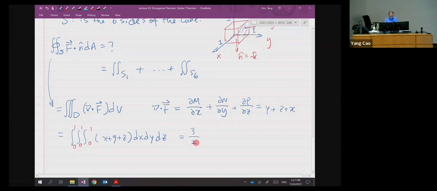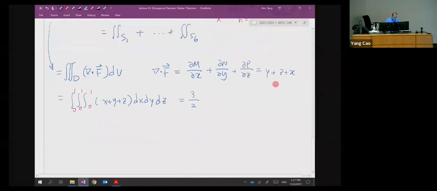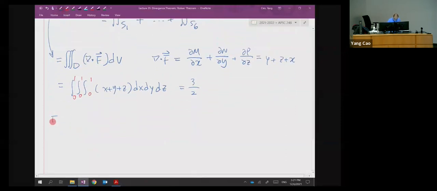Okay. So as you can clearly see, this triple integral, compared to the computation involved in calculating the surface integral for each of the 6 sides, is much simpler. So I think you would rather do this triple integral than that surface integral. So let me show you one more example right here.